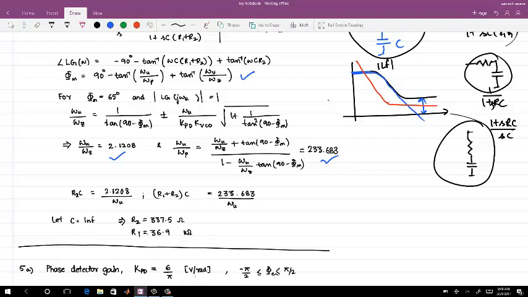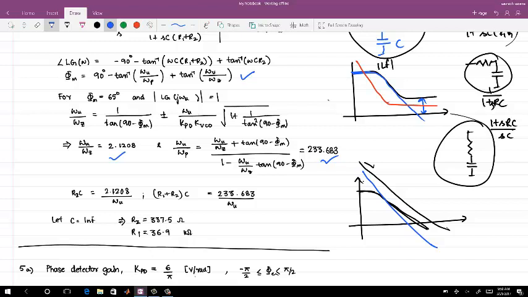Is there any advantage? Okay, let's see. For the loop gain transfer function, consider the two cases. In one case, if we are only using an RC filter, we have something like this, right? And 1 by S is coming from the KVCO over S. So the combined form of this will be minus 40 dB per decade right after the pole.